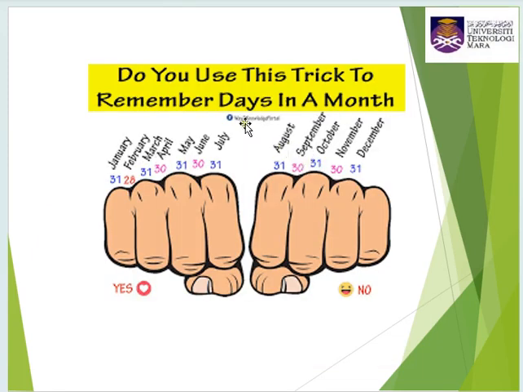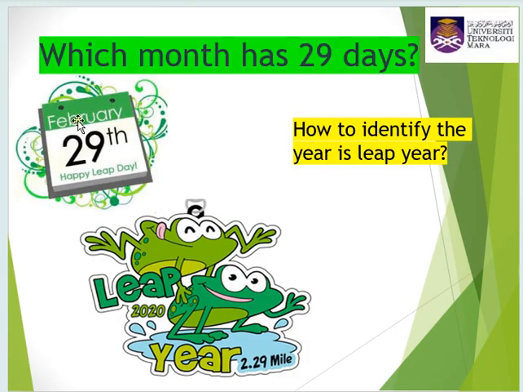Still remember the trick to remember the days in the month? You just use your fingers. With the bump you have 31 days. Without the bump you have 30 days. Exclude February. February will be either 28 or 29 days based on the year, either a leap or non-leap year. So which month has 29 days?